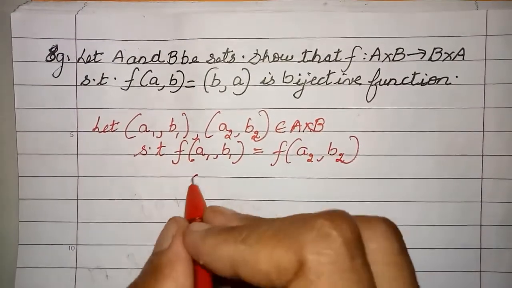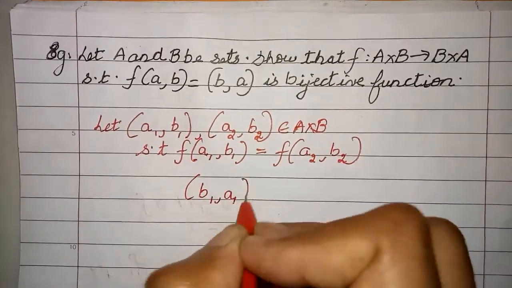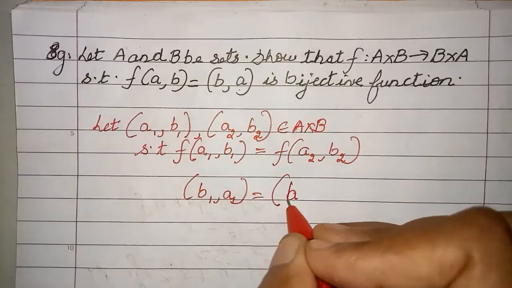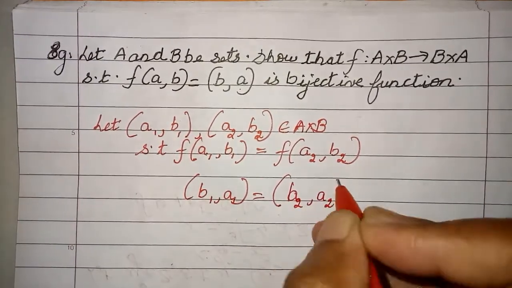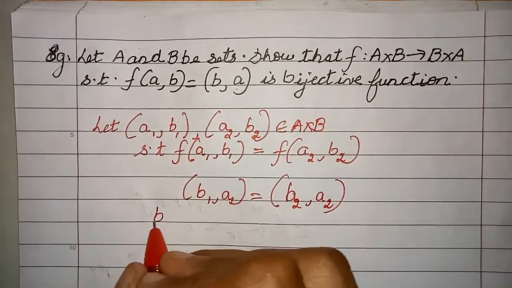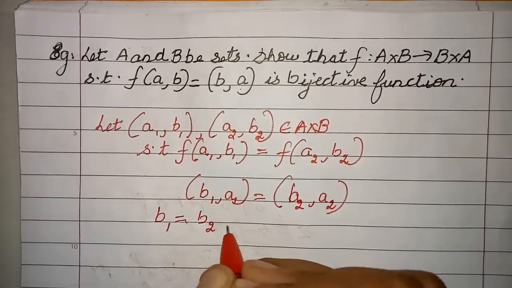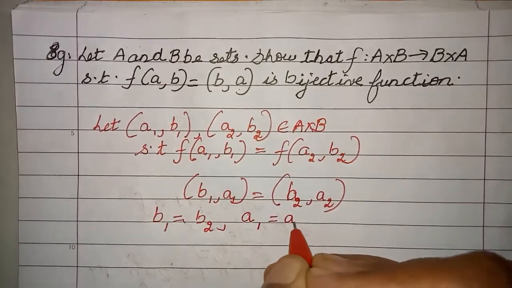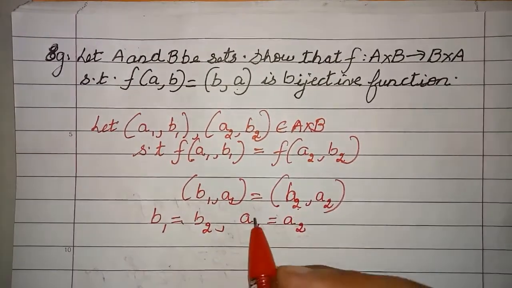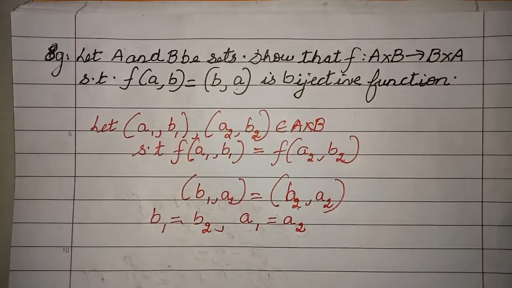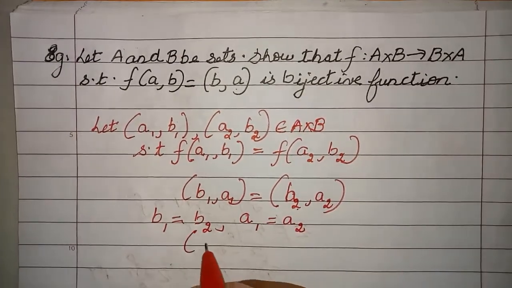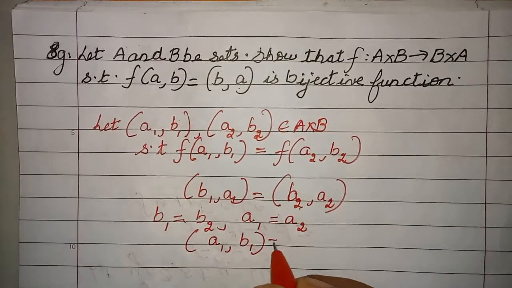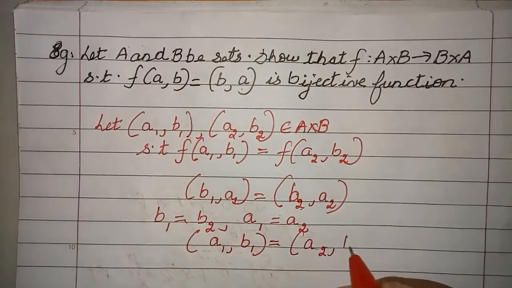So by this case, children, what will happen? It will be (B1, A1). By this mapping, (B1, A1) will be same as (B2, A2). So two ordered pairs are equal. If you remember, I have told you if two ordered pairs are equal, then the elements in the respective positions should be same. So B1 is equal to B2 and A1 is equal to A2. So that means the ordered pair (A1, B1) is same as (A2, B2).